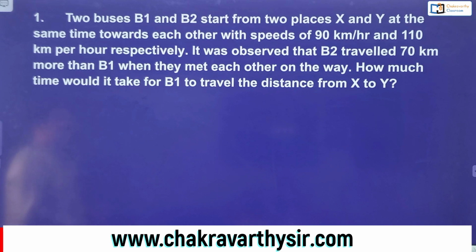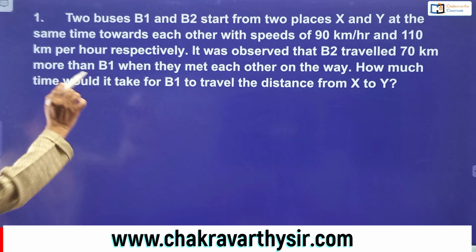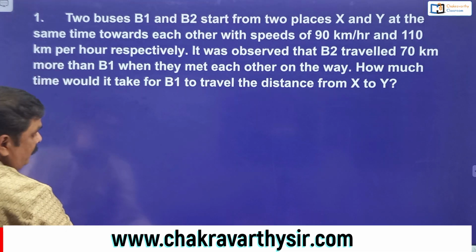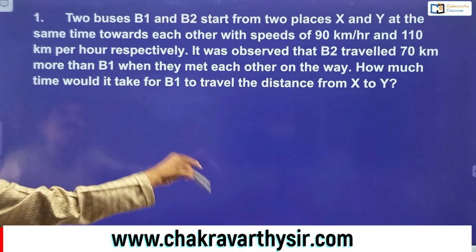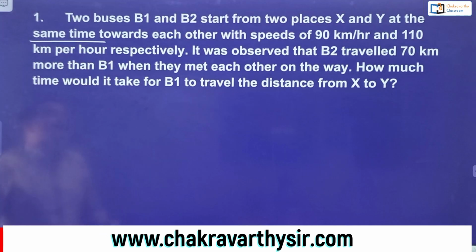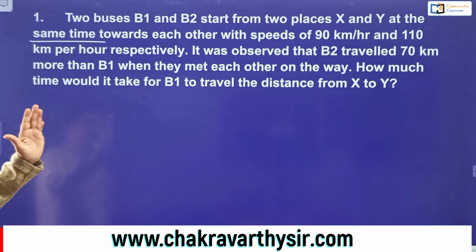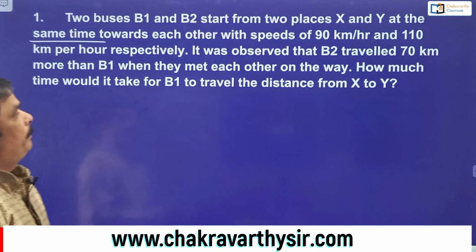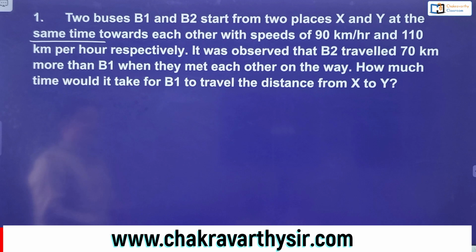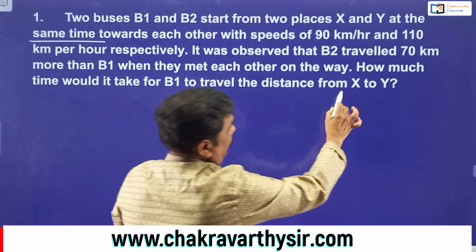Two buses, B1 and B2, start from two places, X and Y, at the same time. Very important, they started at the same time. Always keep an eye on each and every word. They started at the same time towards each other with speeds of 90 and 110 kilometers per hour respectively. Simple sentence, you can understand it. Then it was observed that B2 traveled 70 kilometers more than B1 when they met each other on the way. Then how much time would it take for B1 to travel the distance from X to Y?